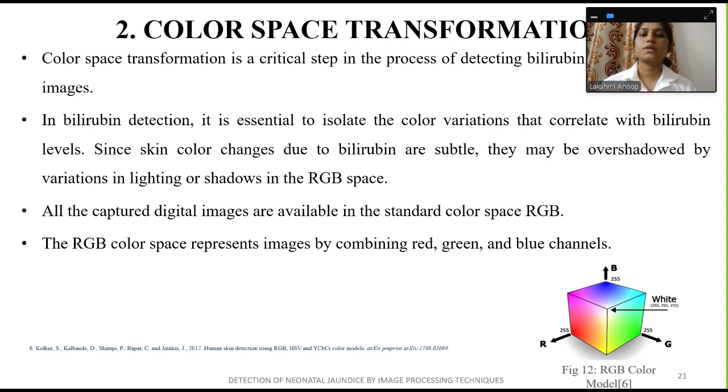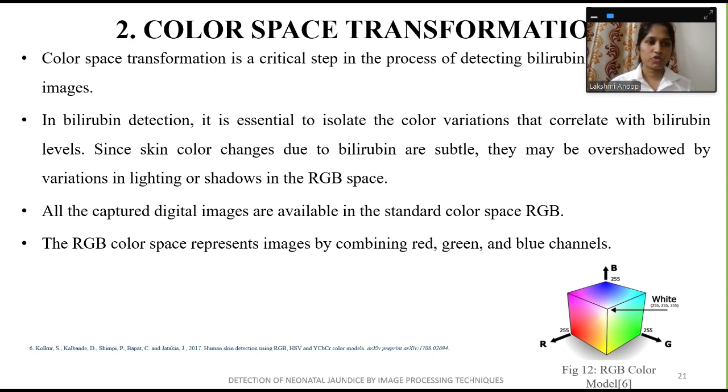The next critical step of the skin detection is color space transformation. Color space transformation is a critical step in the process of detecting bilirubin. In bilirubin detection, it is essential to isolate the color variation that correlates with bilirubin levels. Since skin color changes due to bilirubin are subtle, they may be overshadowed by variations in lighting or shadows in the RGB space. All the captured digital images are available in the standard color space RGB.